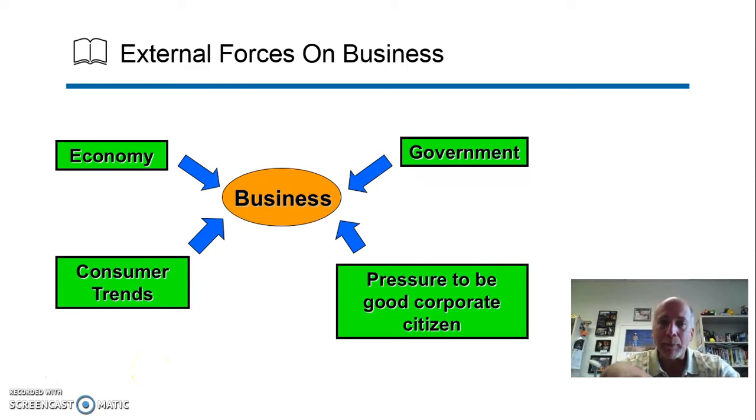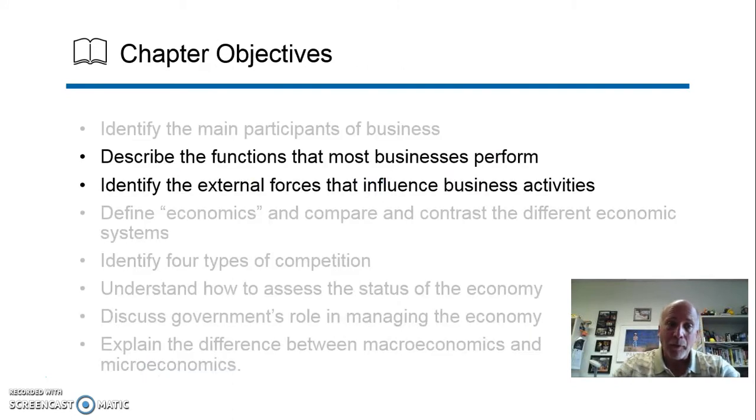Now, we may not be able to control these areas, but what we can do as managers or business owners or leaders of businesses is adapt to them, and based on what's happening in these areas, better run our companies. So there we had the second section of this chapter. We described the functions that most businesses perform: accounting, finance, operations, marketing, and management, and then the external forces that influence our business activities.